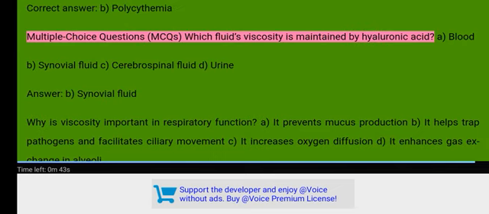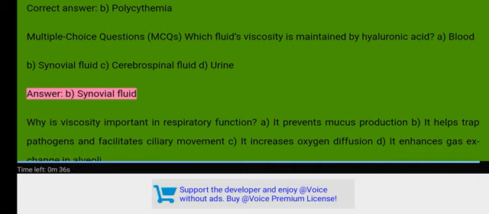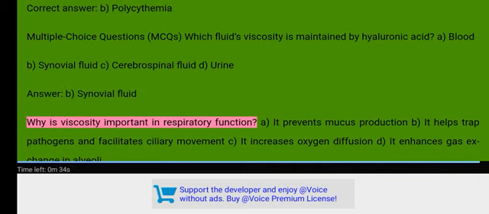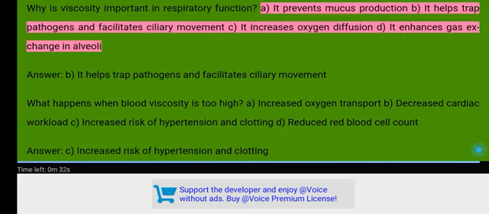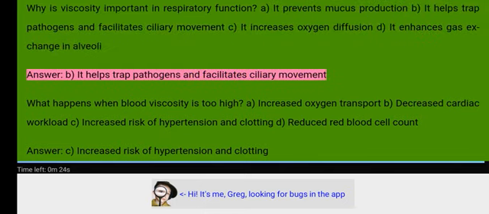Multiple choice questions, MCQs. Which fluid's viscosity is maintained by hyaluronic acid? A. Blood. B. Synovial fluid. C. Cerebrospinal fluid. D. Urine. Answer, B. Synovial fluid. Why is viscosity important in respiratory function? A. It prevents mucus production. B. It helps trap pathogens and facilitates ciliary movement. C. It increases oxygen diffusion. D. It enhances gas exchange in alveoli. Answer, B. It helps trap pathogens and facilitates ciliary movement.